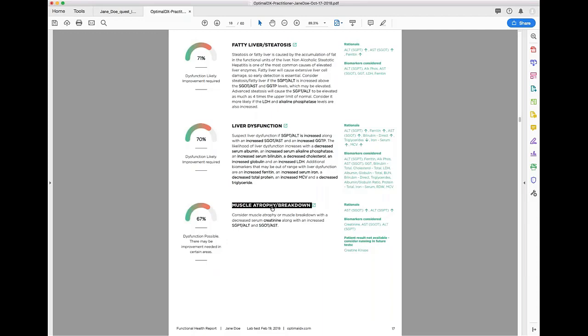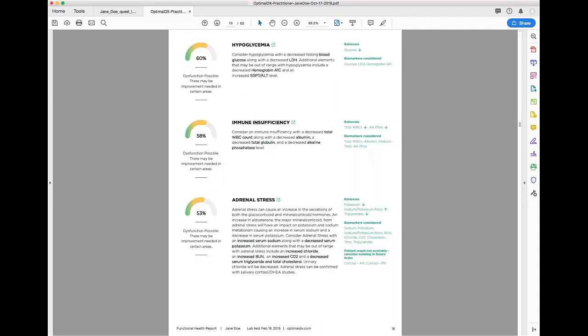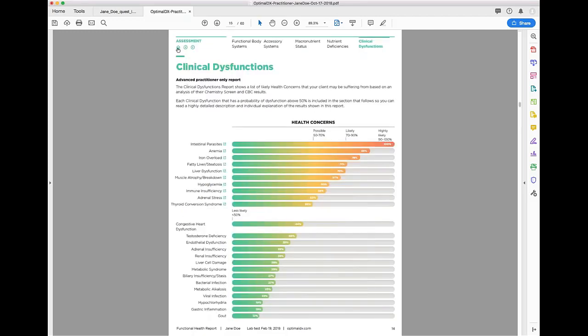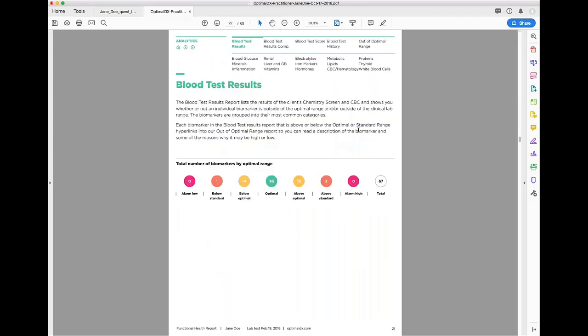And I hope you're noticing I'm bouncing around here and jumping and seeing what's going on. There's some adrenal stress here. So her potassium was low, her sodium potassium ratio was elevated, her triglycerides were low. Let's go take a look at the actual blood test results themselves.